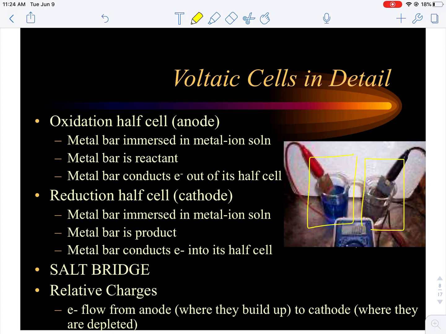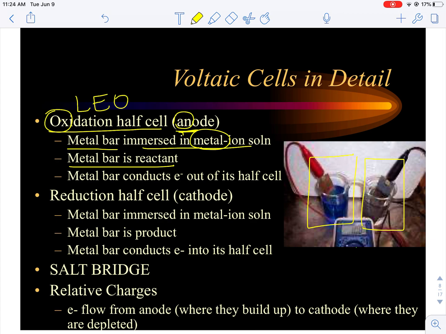So when you look at the two half reactions, I haven't specified which is which yet because we don't necessarily know what our solutions and metal bars are. In the oxidation half cell, which we know will be called the anode because oxidation will always take place at the anode, we're going to have a metal bar immersed in its own metal ion solution. The metal bar will be the reactant, and it's going to, Leo the lion, lose electrons. So that metal bar is going to conduct electrons out of its half cell.